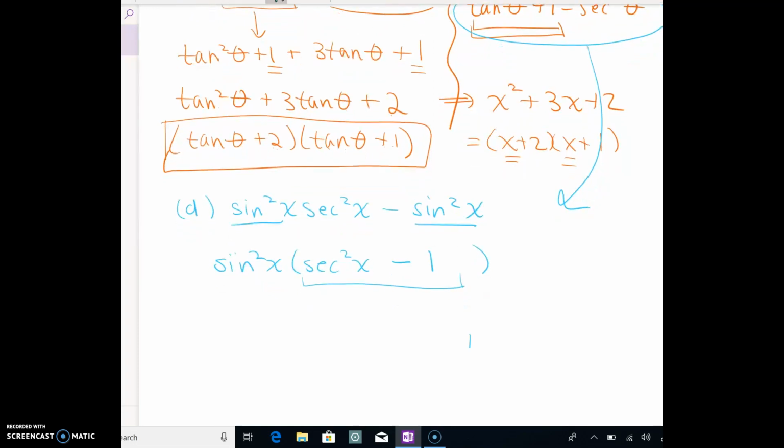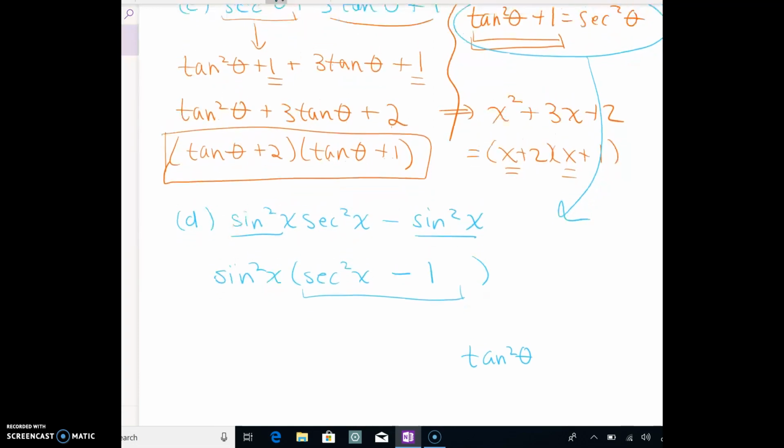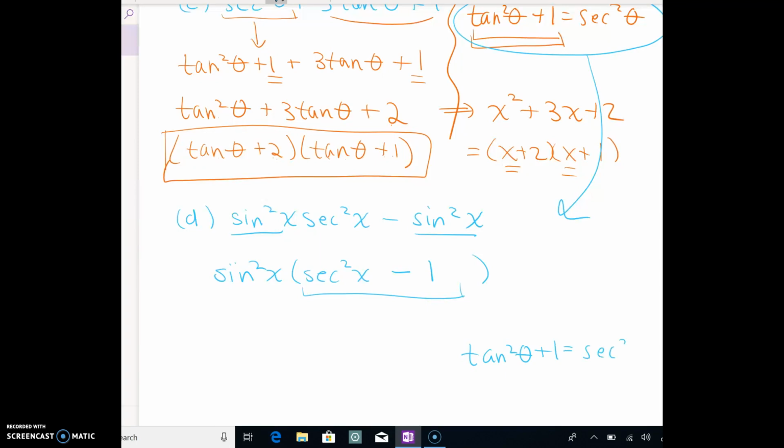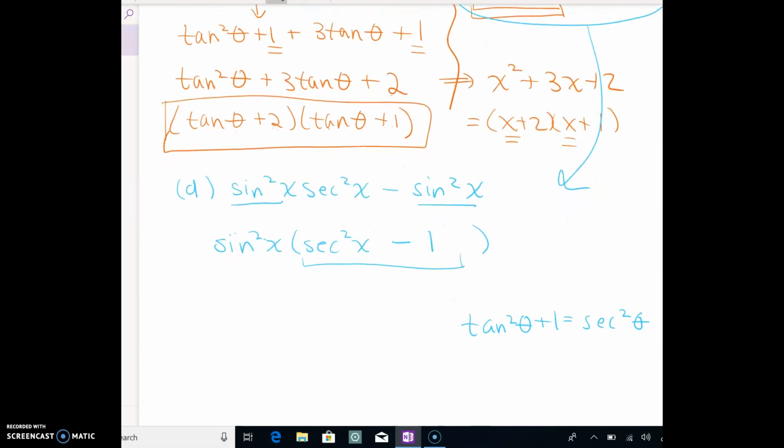So we do know the following. We know tangent squared theta plus 1 equals secant squared theta. But what does this tell us about secant squared value minus 1? Well, look at this. If we were to subtract 1 from both sides of this equation, that tells us the tangent squared of theta is equal to secant squared theta minus 1. So anytime we see secant squared of some angle minus 1, that's equivalent to reducing it down to tangent squared. So we can rewrite this like this. We can simplify it a little further.